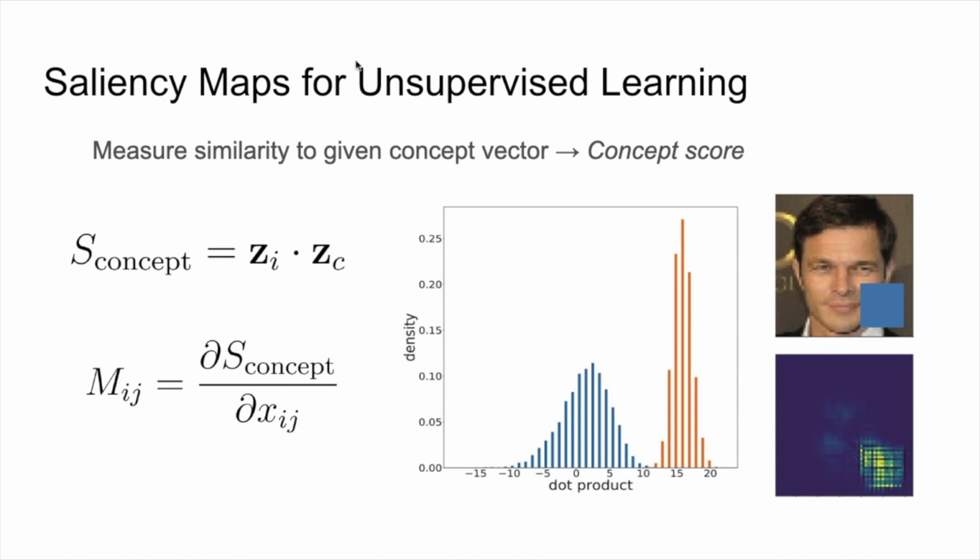And our idea was then to calculate a similarity score between the latent vector and the concept vector. And in this way, we have a drop-in for the original class score now in an unsupervised setting. For example, the similarity score is able to differentiate between images that do contain such a blue square and images that don't contain it.